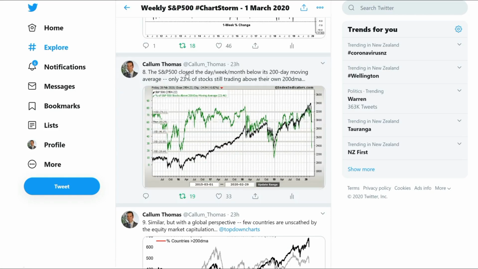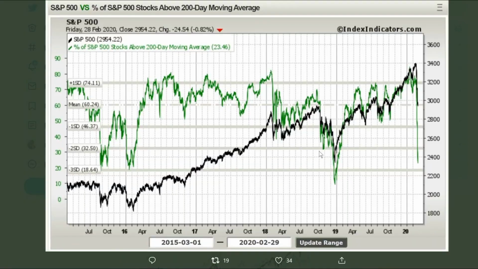Number 8, the S&P 500 closed the day, week, and month below its 200-day moving average, as we discussed at the start. And at this point, only 23% of stocks are still trading above their own 200-day moving average. So this is kind of like an oscillator as well. You could call that fairly washed out and oversold. And certainly that's how it acted in the previous corrections over this time period. Of course, going into a bear market, you'd see similar activity, and it would stay oversold. And we'll notice that on the next chart, actually.